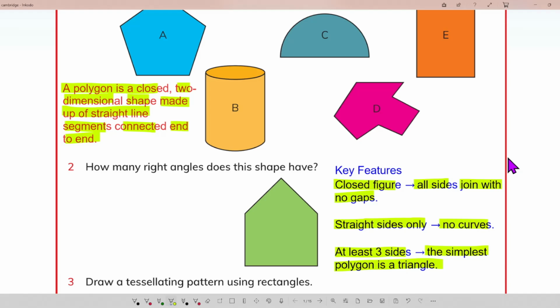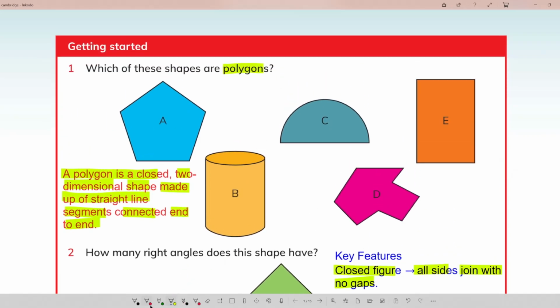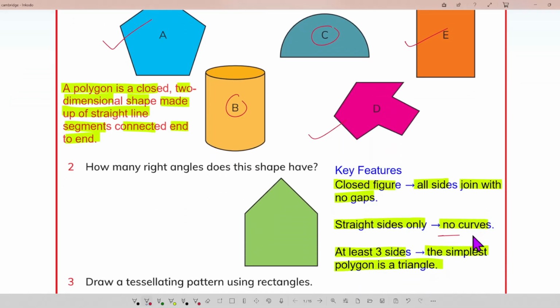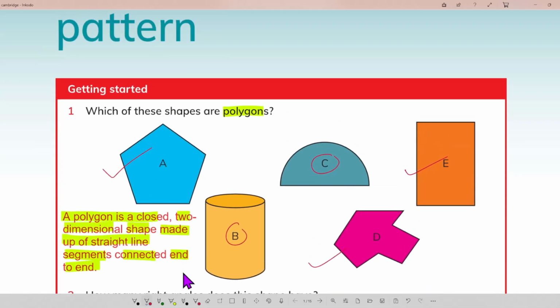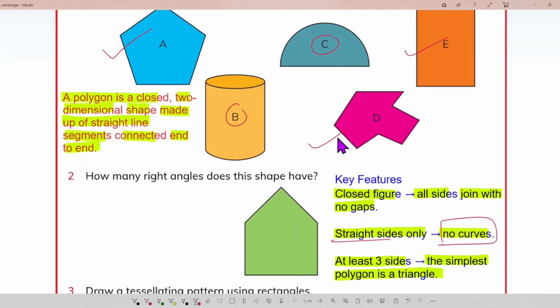So after knowing these key features, we can say our correct answer is A, E and D, because C and B have curves, but no curves are allowed, only straight sides. Okay, so A, E, D is our answer. A, E, D, these three figures are our required answer.